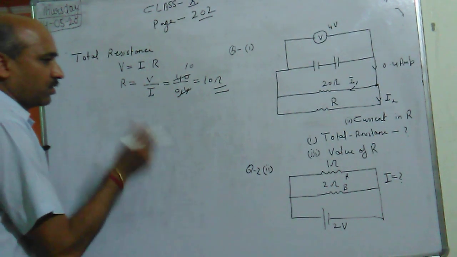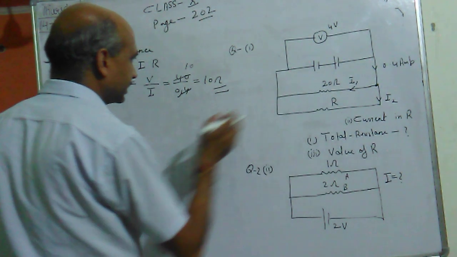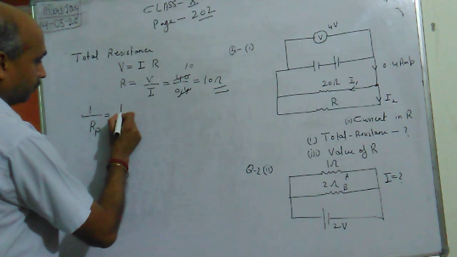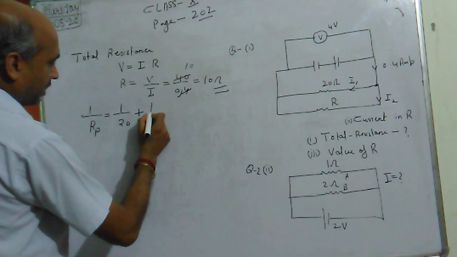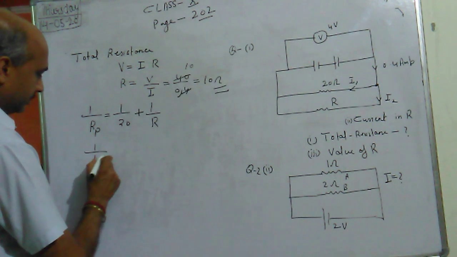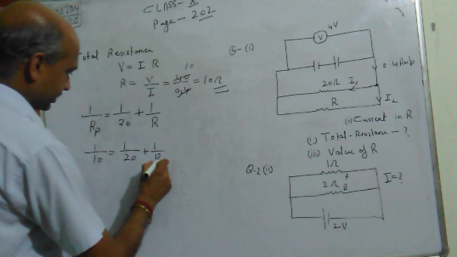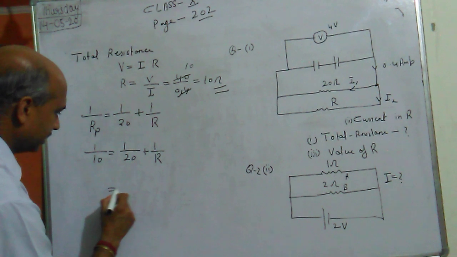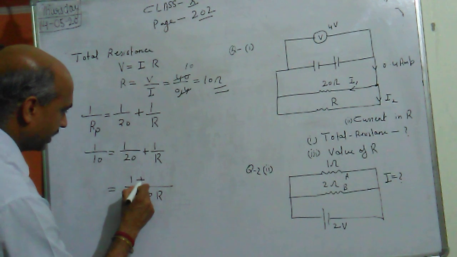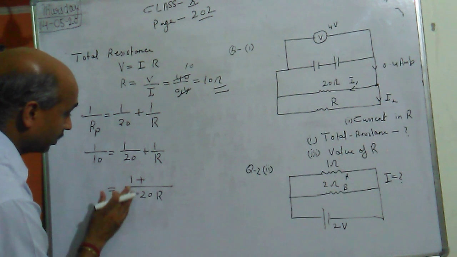Now I want to calculate the value of this R. इस R की value calculate करते हैं. This 20 and this R, they are in parallel. So we can say 1 upon Rp equals 1 upon 20 plus 1 upon R. 1 upon Rp is how much? It is 10. So write 10 here: 10 equals 1 upon 20 plus 1 upon R. Take the LCM. Your LCM is 20R and 1 plus R gets cancelled. 1 plus 20... sorry, R plus 20.